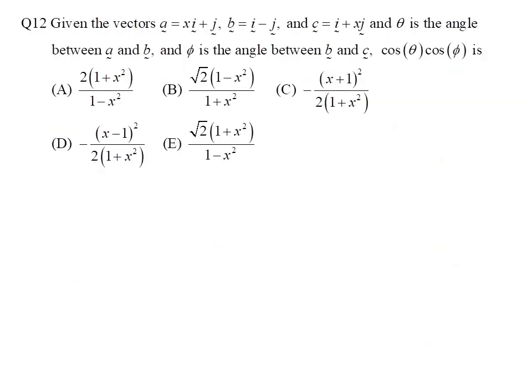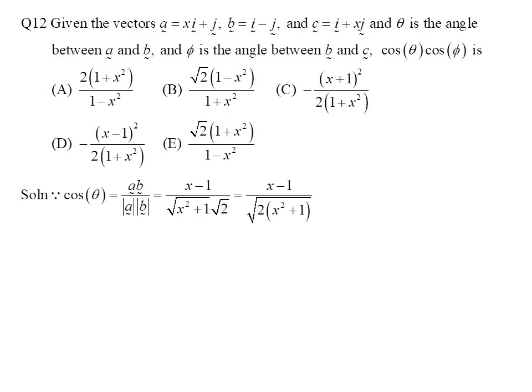There are 3 vectors given in question 12. Vector A equals xi plus j, vector B equals i minus j, and vector C equals i plus xj. Here theta is the angle between vectors A and B, while phi is the angle between vectors B and C. The question here is to express cosine theta cosine phi in terms of x.